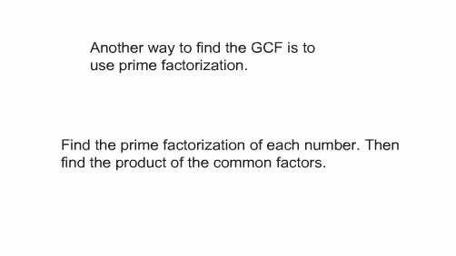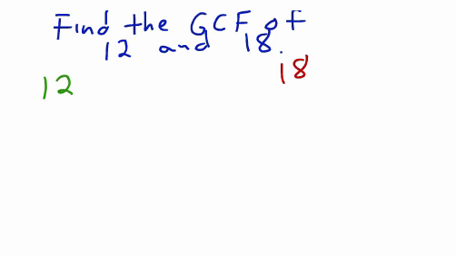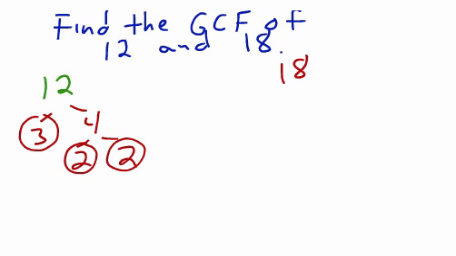Another way to find the GCF is to use prime factorization. You find the prime factorization of each number, and then you find the product of the common factors. Okay, so the GCF of 12 and 18, we're going to use a factor tree. 3 times 4 is 12. 2 times 2 is 4. Once you get to a prime factor, you can circle it.